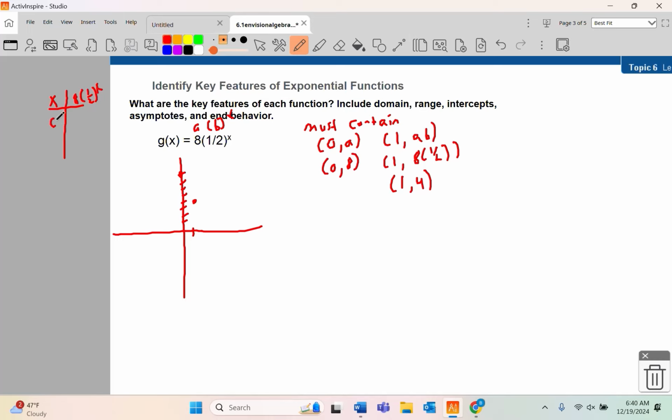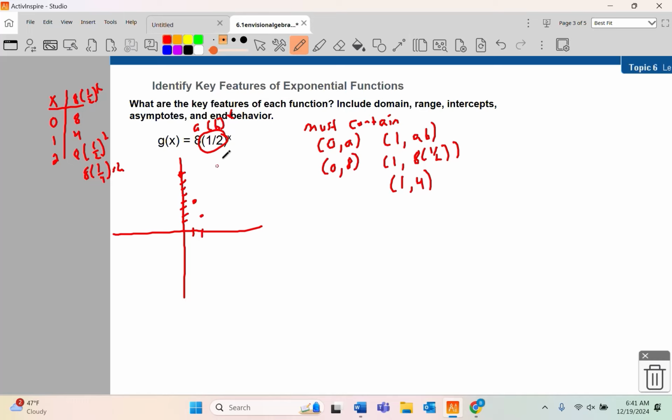If you plug in a 0, you'd have a half to the 0, which is 1, times 8. If you plug in a 1, you'd have a half to the first. 8 times a half is a 4. If you plugged in a 2, you'd have 8 times a half squared. If you square a half, you get a quarter, and you get a 2. This is legit a halving function. As you move left to right, it is taking half of this thing repetitively.